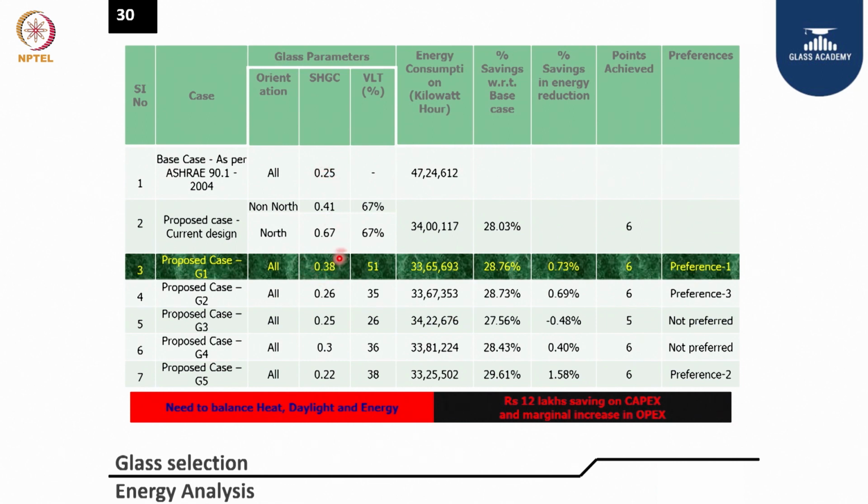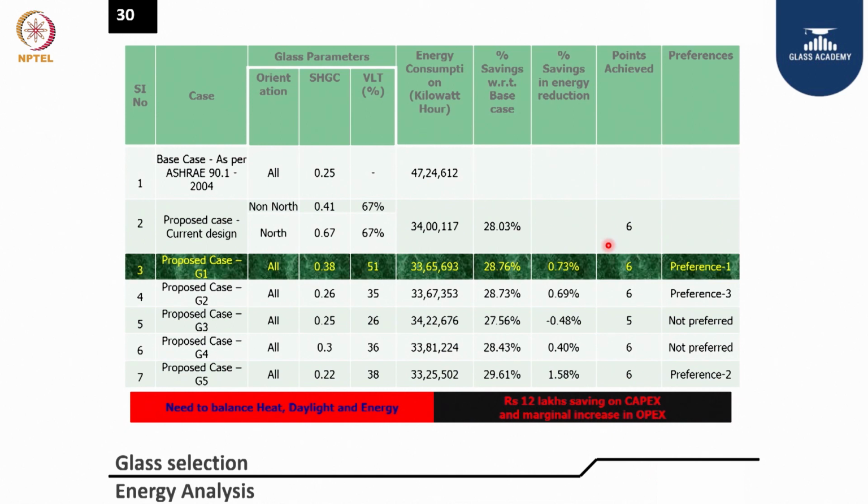That means a relaxed specification. The reason is one very critical factor to be seen here: this building has a 45% window to wall ratio, out of which 65% glass is sitting on the north facade. That means this has a beautiful design wherein I can go for relaxed glass from the standard to get the best performance in terms of 28% overall energy reduction, and about 0.73 from the base case, and I am getting all 6 points required.